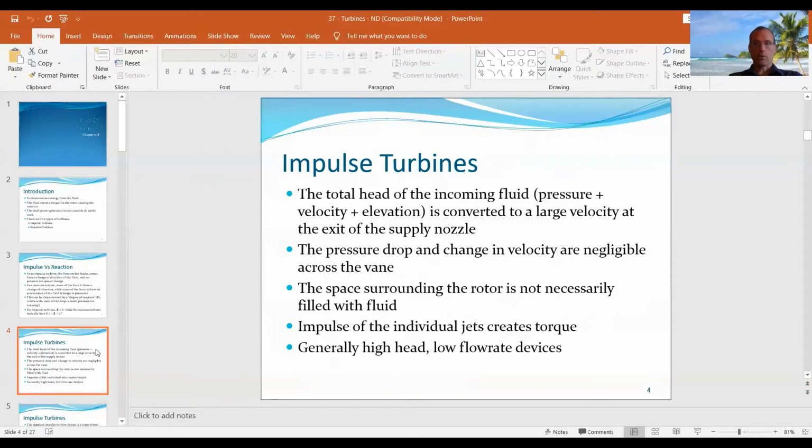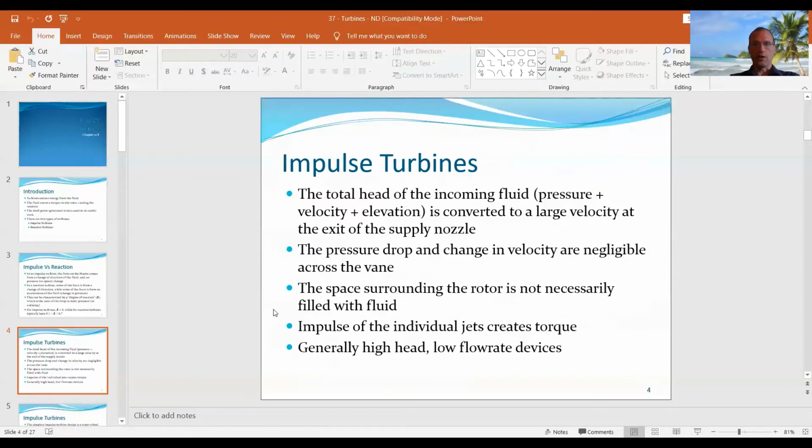So generally you have a small pressure drop and change of velocity across the vane, especially with impulse turbines. So again, velocity doesn't change. The space surrounding the rotor is not necessarily full of fluid, and the impulse of the individual jets creates a torque. Again, that's the fluid coming in, hitting it, and being basically rebounded back in the opposite direction.